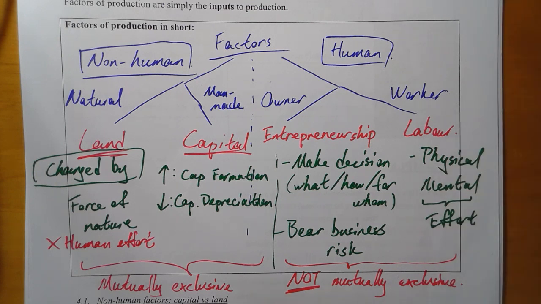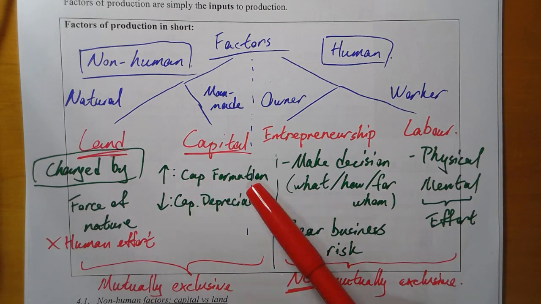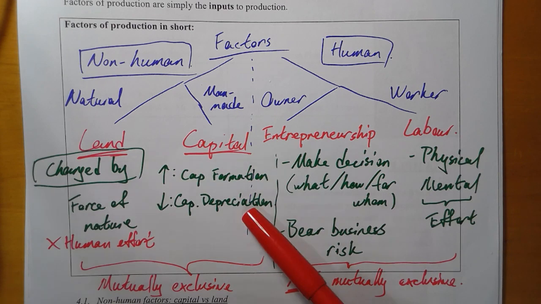Now, as opposed to land, capital can be changed by human effort. Remember, an increase we call capital formation. Formation. A decrease we call capital depreciation. Nothing really special. It's only a name.